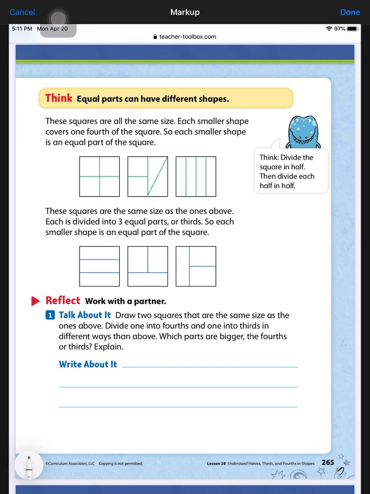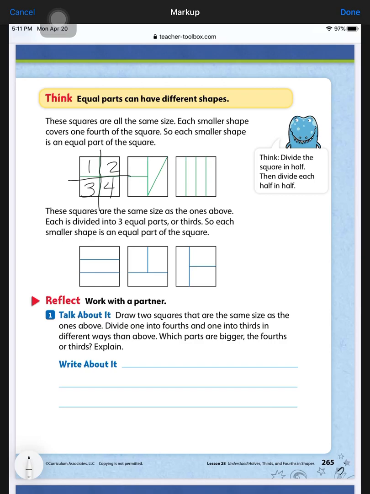So if you look at these squares, they are all divided into 4 parts. On the side where the little monster is, he says, think, divide the square in half, then divide each half in half again. So on this one, they divided their square into half, and then they wanted to do half again so that could make fourths. So fourths have 4 parts.